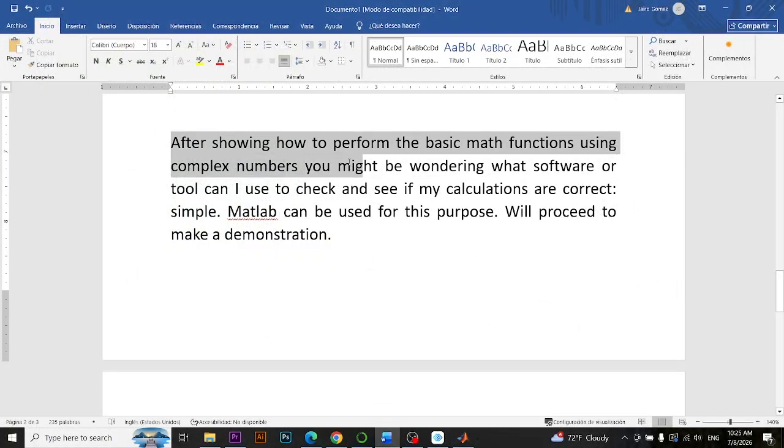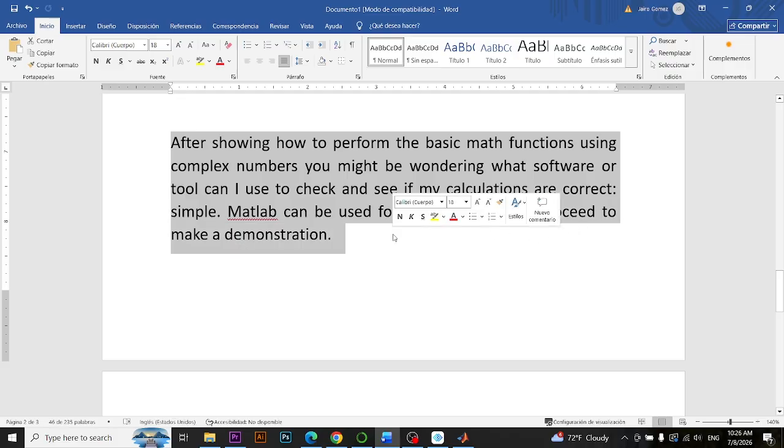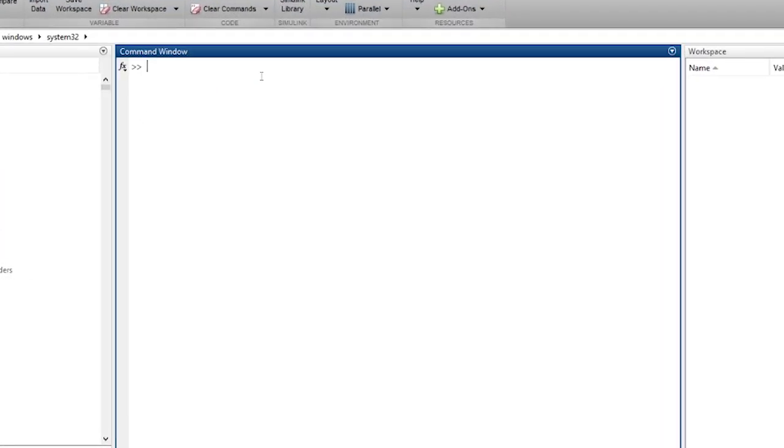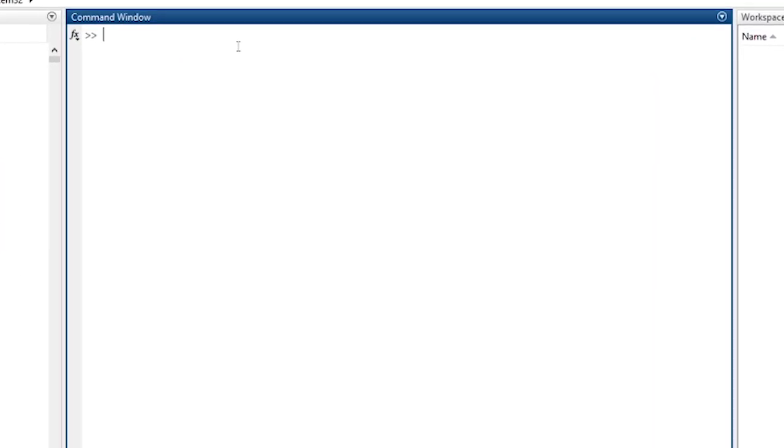So after showing how to perform the basic math functions using complex numbers, you might be wondering what software or tool can I use to check and see if my calculations are correct. Simple. Matlab can be used for this purpose. Having said that, we will proceed to make a demonstration in Matlab and check our answers that were done with the previous demonstration.